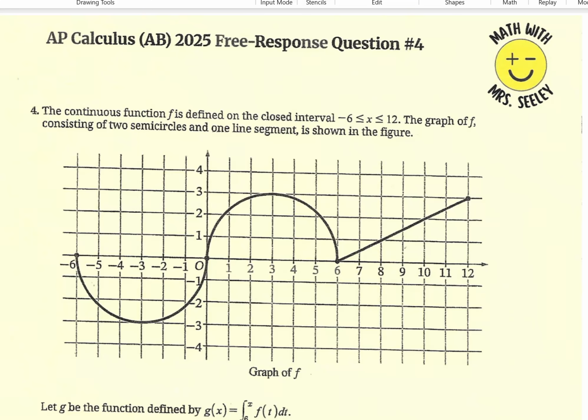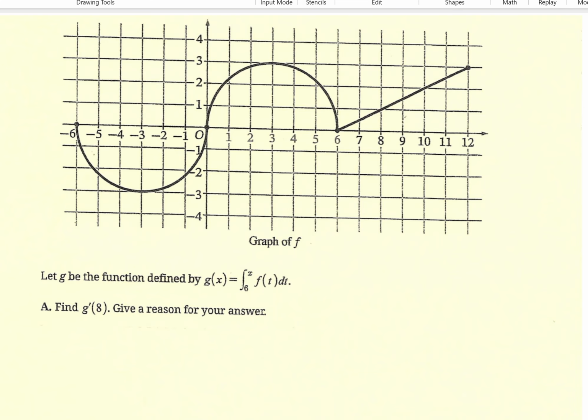Let's begin this 2025 free response question number 4. In this question, we are given the graph of function f, which is continuous, defined on the closed interval from -6 to 12, and it consists of 2 semicircles and the line segment shown in this figure. We're also told that g is the function defined by g of x equals the integral from 6 to x of f of t dt.